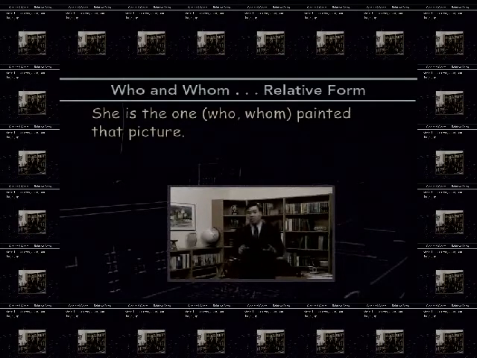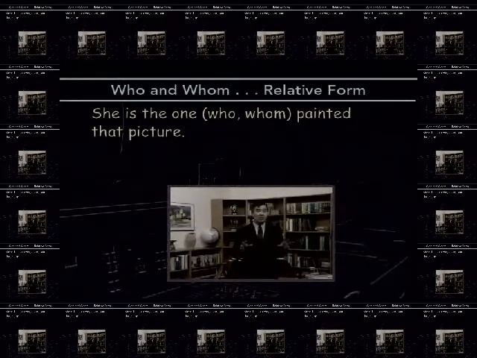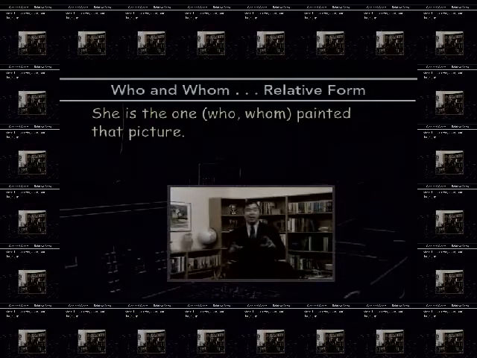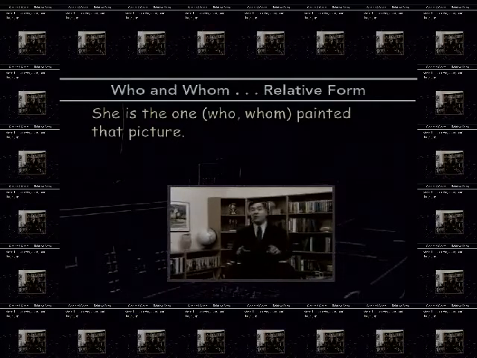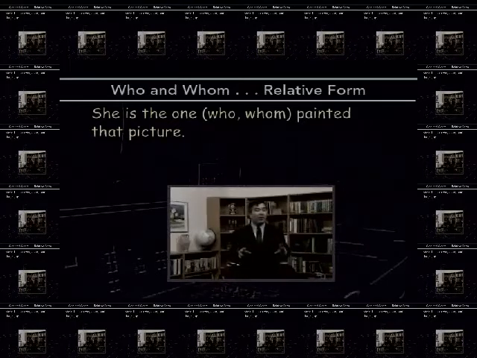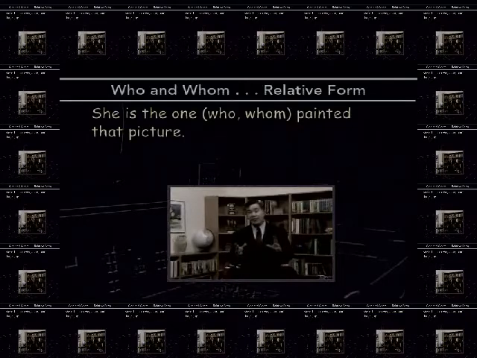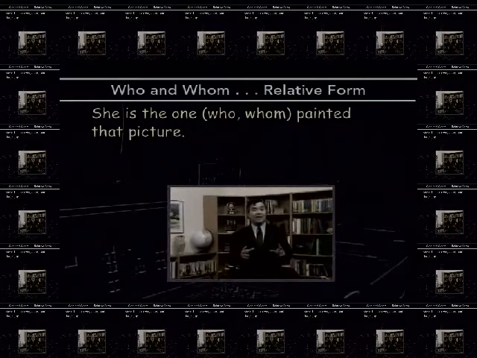Now here, who or whom is being used as a relative pronoun to introduce the subordinate clause, who or whom painted that picture. In order to determine which pronoun is correct, again, look for the verb and then ask who or what is the subject of that verb. Now the verb in the subordinate clause is painted.